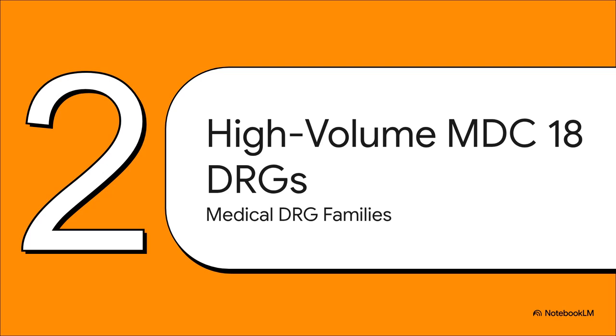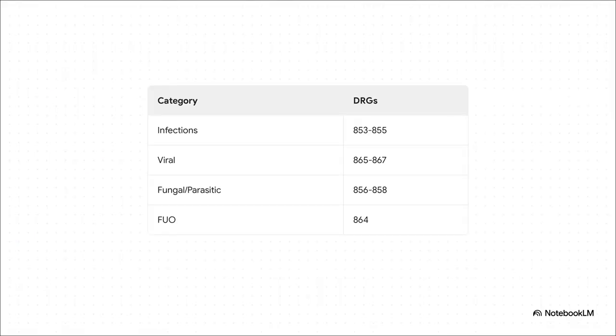Moving right along to Section 2, High-Volume Medical MDC-18 DRG Families. Let's examine these closely. Let's break down the MS-DRG groupings you really need to commit to memory. First up, we have post-operative and systemic infections, falling into MS-DRGs 853 through 855.